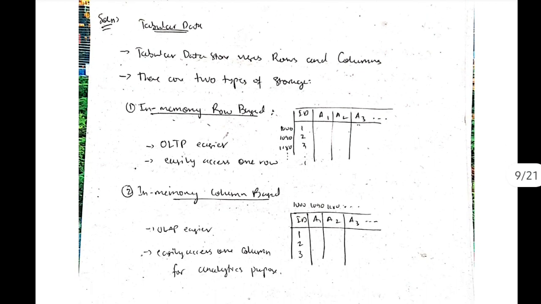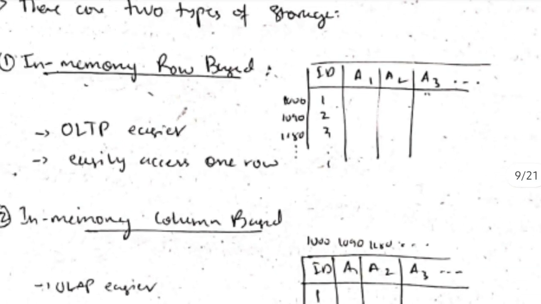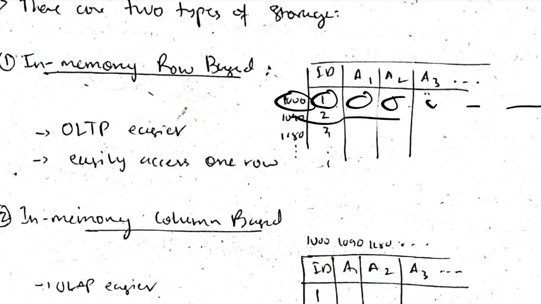Now, tabular data uses rows and columns, and there are two types of storage. How many storages are there? Two types of storage. Memory based row and memory based column. In memory row based, you will be having the column names here and the rows will be present here. And the addresses are 1000, 1001, 1002, and so on, then continued from here, then continued from here. Like that, it is stored in the memory.